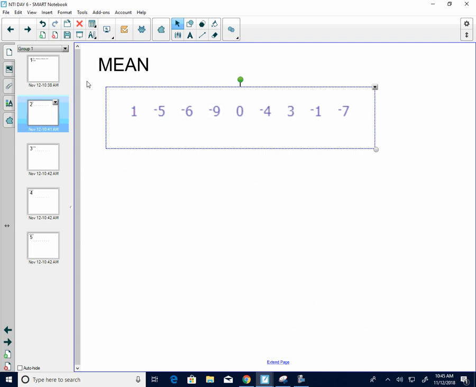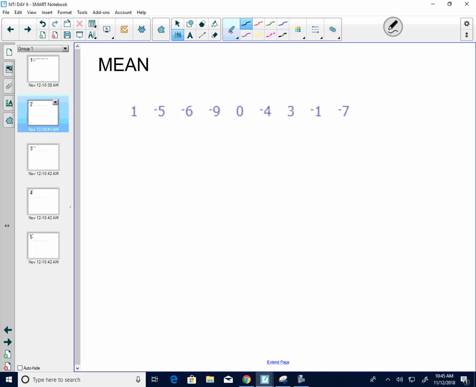So the mean, we have learned, can go by a couple of different names. We know it is mean, median, mode. We also know that mean can be called the average. And then we also learned this year that for a distribution, it also ends up being the balance point.